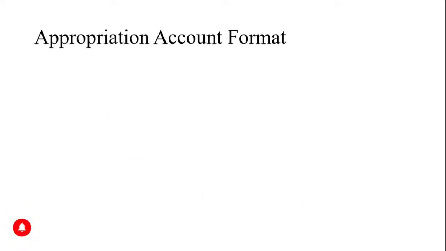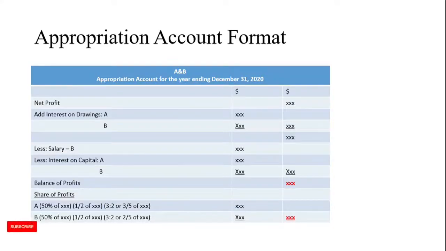So let's look at the format for the appropriation account. This is what the appropriation account will look like. I want you to take note that you will have the heading. The heading here, for an example, is A and B, two persons who are in partnership together. So we have the heading there: appropriation account for the year ending December 31, 2020.